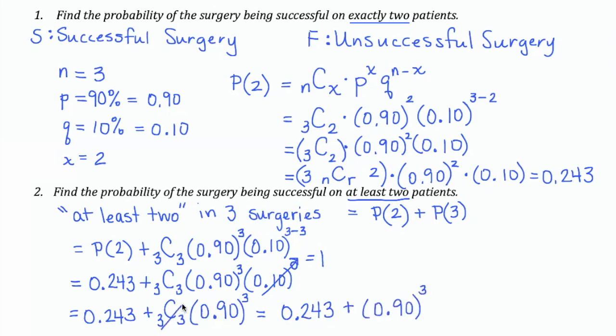Now, if you don't like remembering those extra bits of information, you can just go back and type this line entirely in your calculator and it'll do the math for you. But doing this thinking kind of minimizes what you actually need to type in. When you add these two together, you get a final answer of 0.972, or about 97% chance that at least two of the surgeries will be successful. So, again, understanding how to interpret at least two or at least any number out of a total is very important to be able to do.